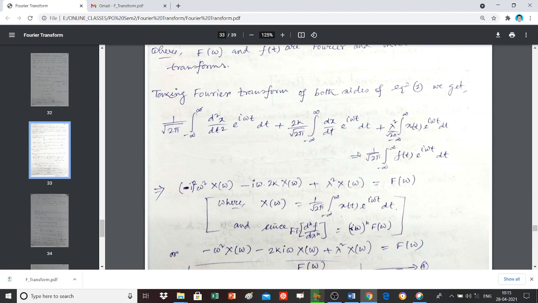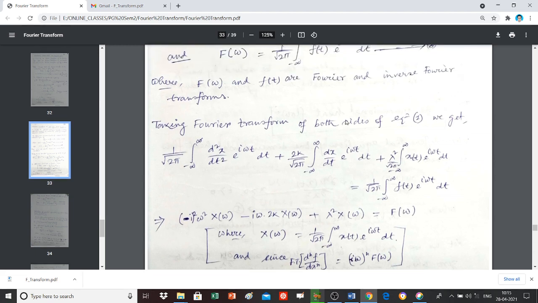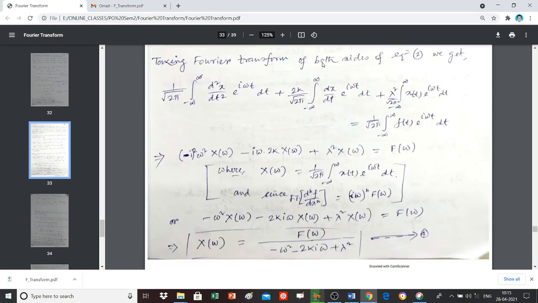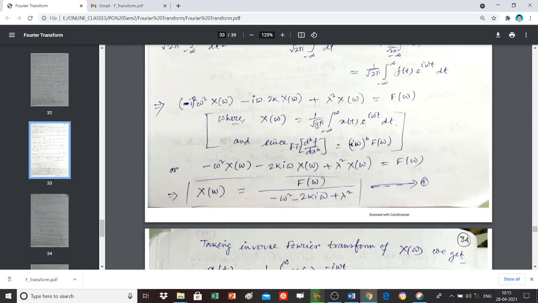What is F(omega)? It has already been defined. F(omega) is the Fourier transform of the function f. The definition of X(omega) is also written here, and the condition is also written here. So from this relation, this will provide you minus omega square X(omega) minus 2k i omega X(omega) plus lambda square X(omega), that is equal to F(omega). And from here you can write X(omega) equal to F(omega) divided by minus omega square minus 2k i omega plus lambda square.